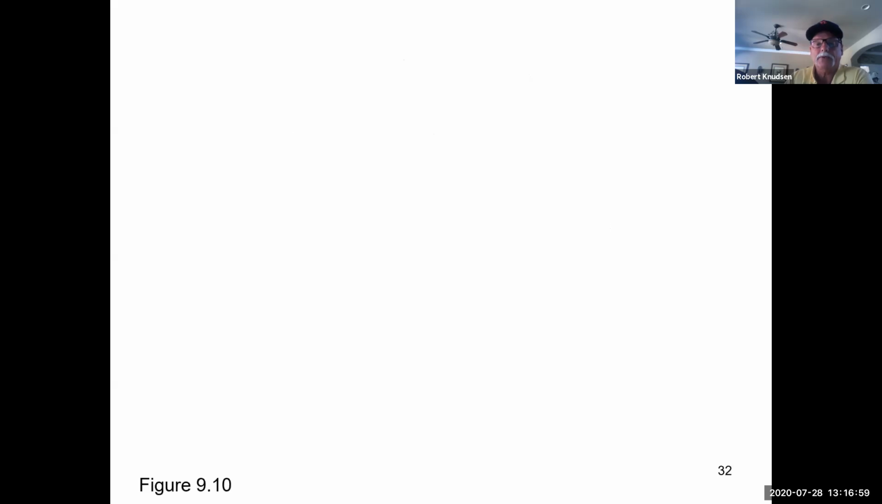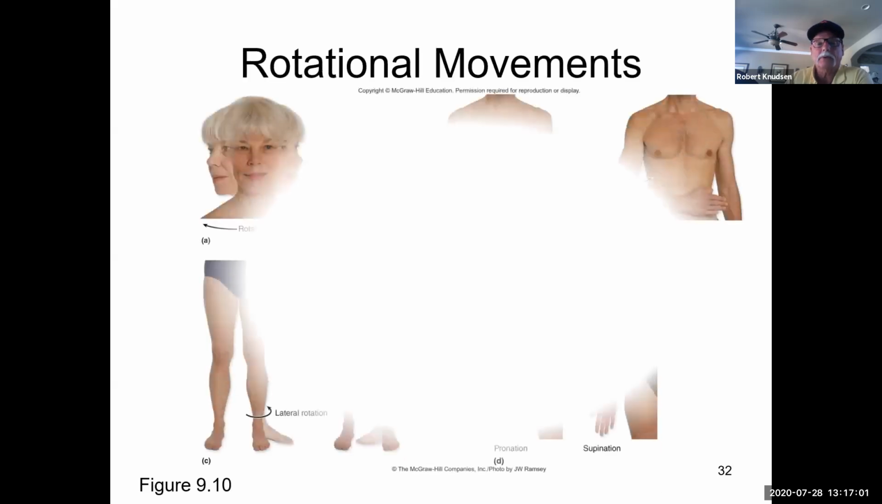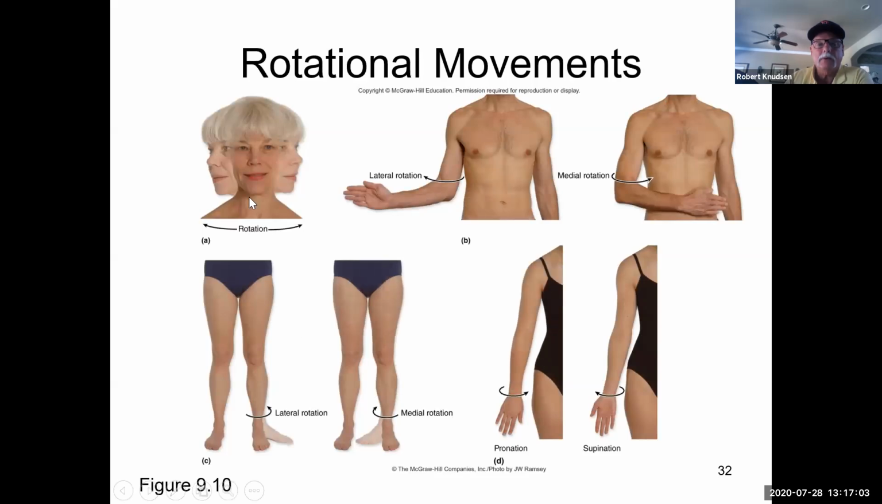Pronation, supination. So here's some pictures. See grandma saying no? Rotation. There's lateral rotation, medial rotation. Taking your arm, going out the side, bring it back. Okay? You can also do it with your legs. And there's pronation, supination. The pronation, supination is hard to see in the picture, so that's why I got to do it for you. Special movements.